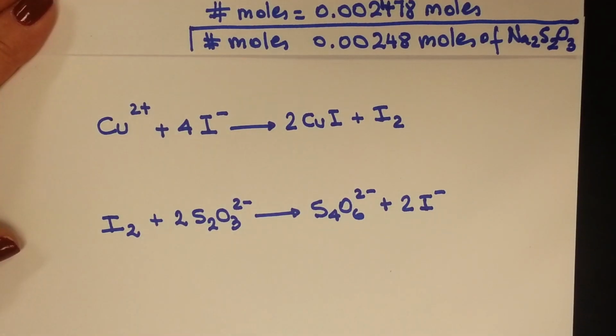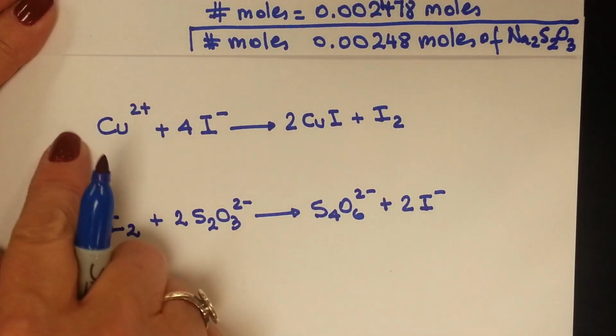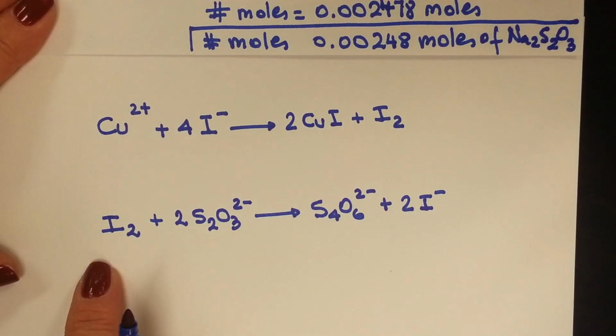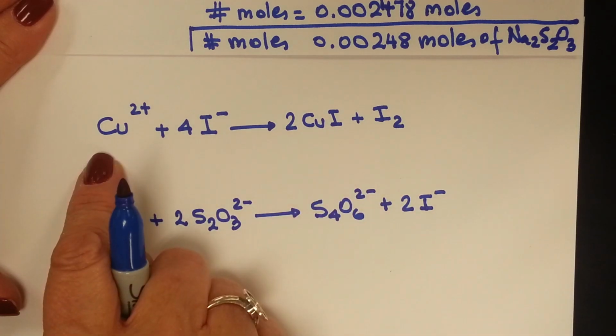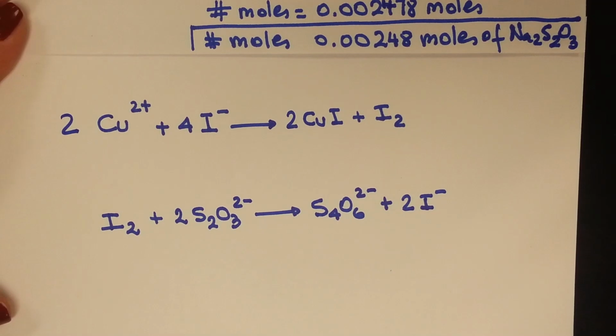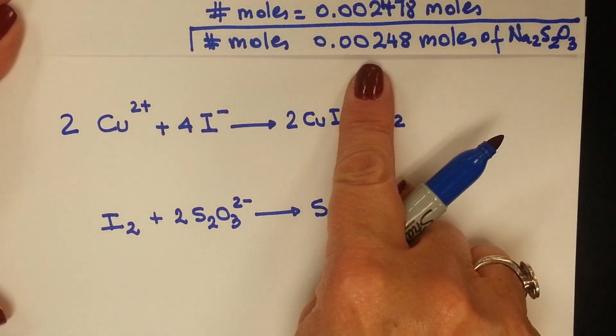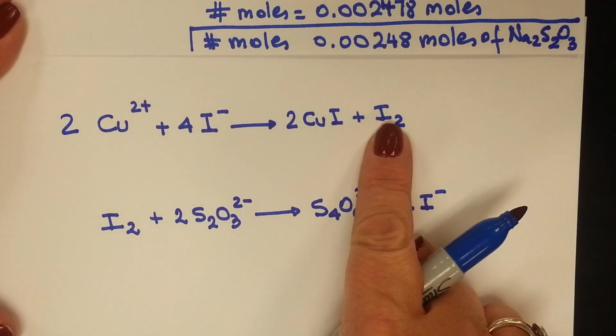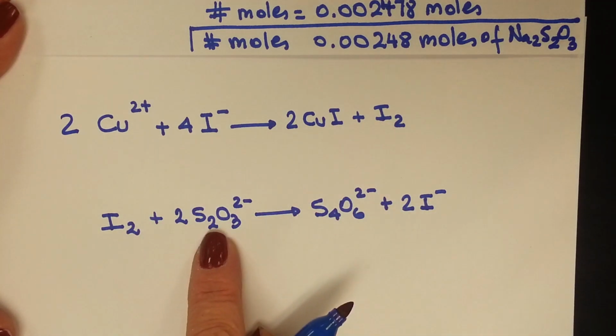The next step will be calculating how much copper was in the 25 milliliters. And we know that the thiosulfate reacted with the iodine, and the iodine was first produced by the copper. Now, the next step is going to be calculating the number of moles of copper that reacted with iodine, which reacted at the same time with the thiosulfate.